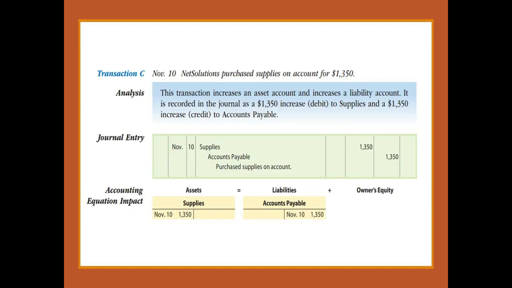Transaction C. November 10. NetSolutions purchased a sublease on account for $1,350. The analysis of this transaction is an increase in an asset account and an increase in a liability account. It is recorded in the journal as a $1,350 increase or debit to sublease and a $1,350 increase or credit to accounts payable. The accounting equation impact: assets, sublease, increase $1,350. Liabilities, accounts payable, increase $1,350.